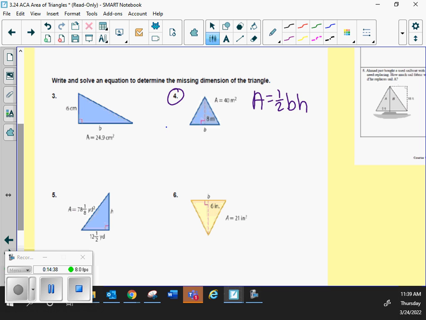Ready to go. After I write my formula, I substitute. Okay, so in this one, do I know my A value? Yes, I do. My A value is 40. So I'm going to say 40 is equal to 1/2. We know. Do I know my base? No. Do I know my height? Yes. I'm gonna put 8.